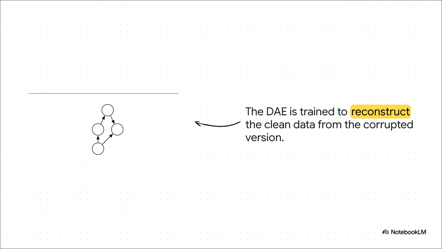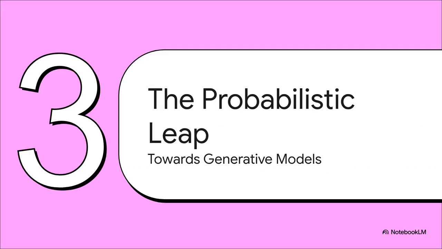It's forced to learn what a 7 fundamentally looks like so it can fill in the missing pieces and get rid of the noise, spinning out the clean image on the other side. It learns robust representations because it has to learn to see through the mess. Learning robust features is a huge step up, for sure. But what about our original goal of creating something new?